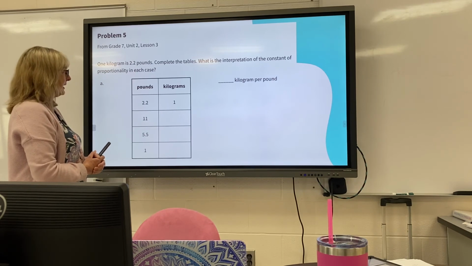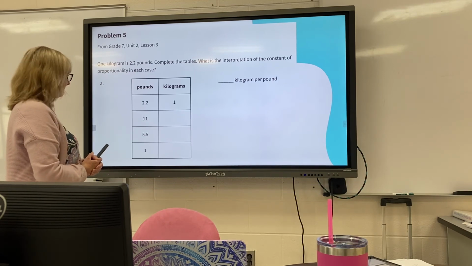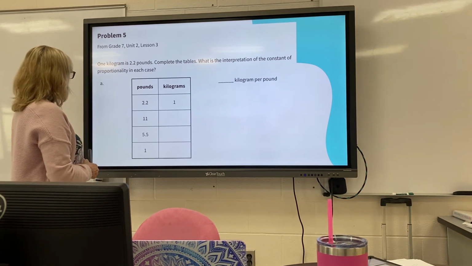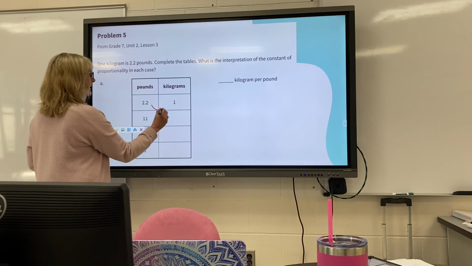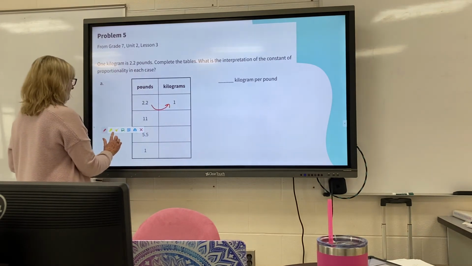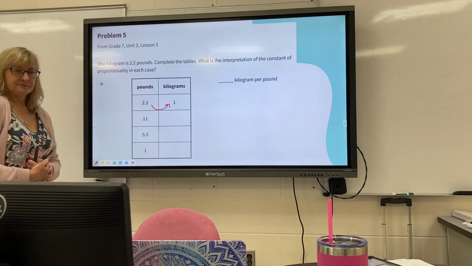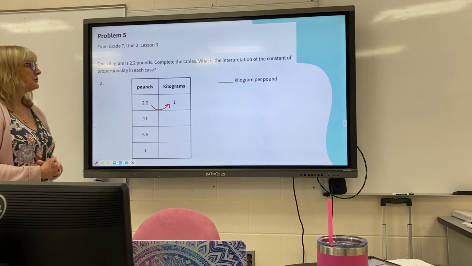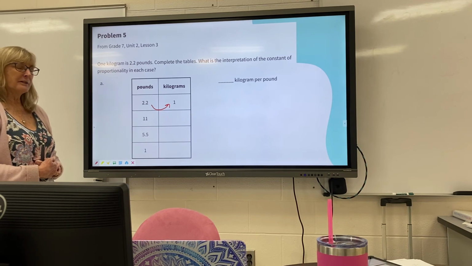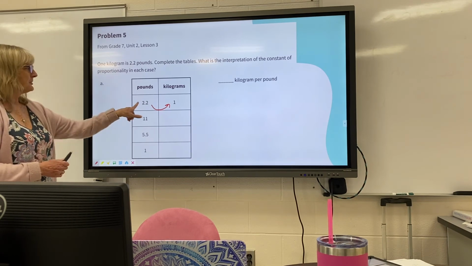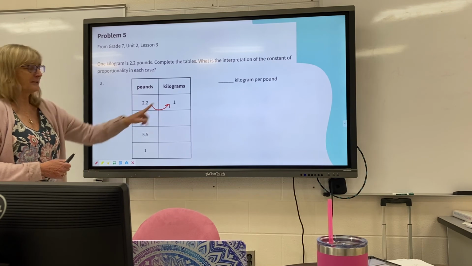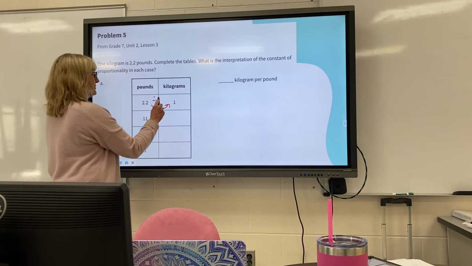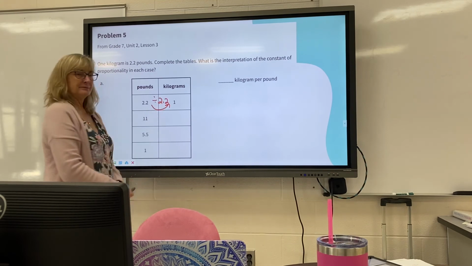So it looks like we're going to have to do some figuring here. So I'm going to ask you a question. How do I get from here to here using multiplication or division? Y over X. I could do Y over X, but I'm going to think of it a little bit different. What do I have to do to 2.2 to get to 1? Divide it by 2.2. Do you agree?